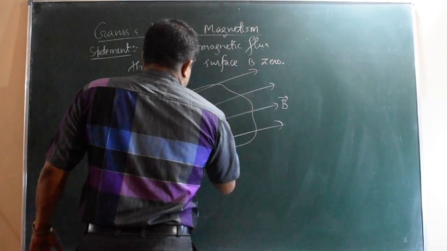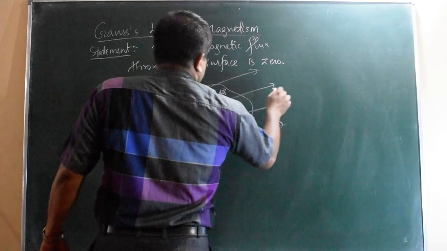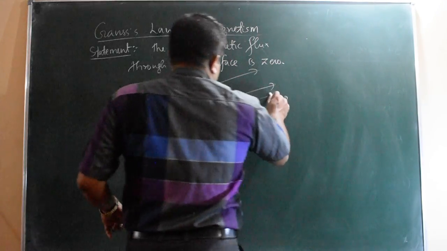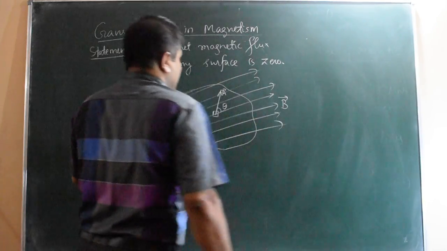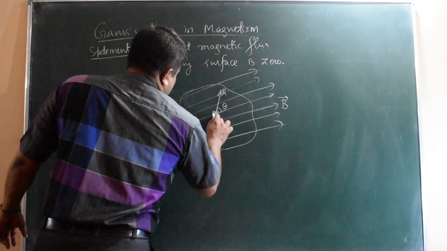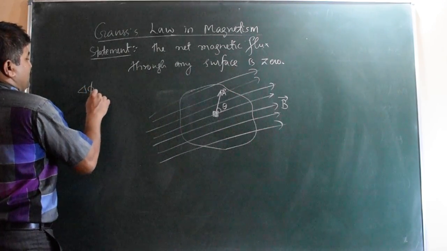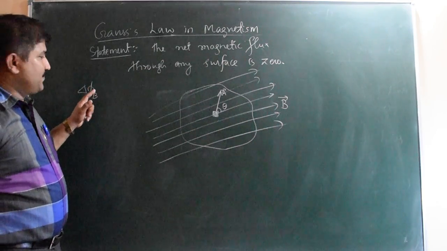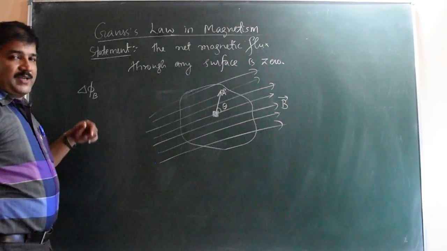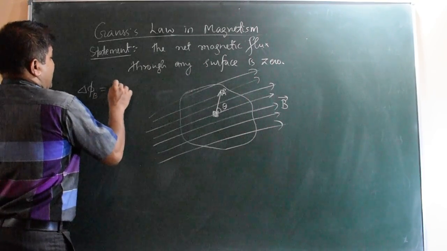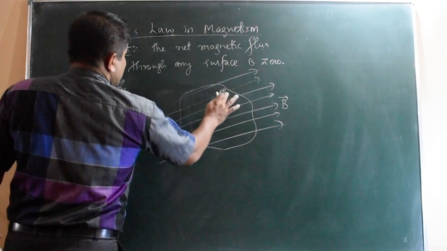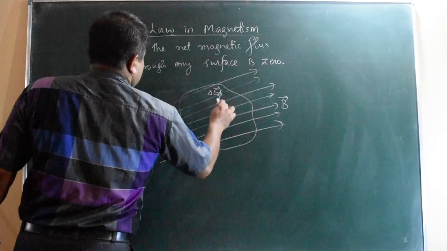So I will take a small area vector here. The direction of the area vector is like this, suppose, and here is the magnetic field line. The angle between the area vector and the magnetic field B is theta. The magnetic flux through the small area is denoted by the symbol phi B, whereas electric flux we represented by the symbol phi E. So delta phi B equals the magnetic field in that region and the area. Area vector you can take as delta A or delta S; we have taken delta S here.